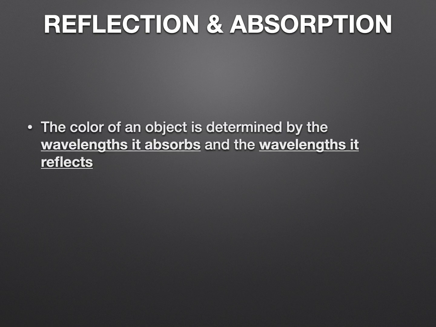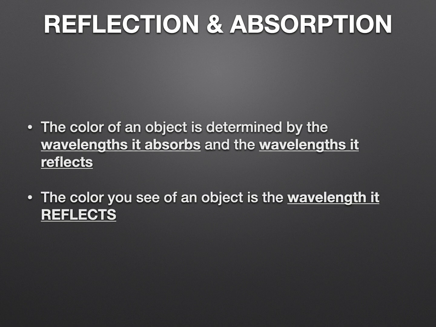Let's get into reflection and absorption. These two wave behaviors are really key to seeing color, because the color of an object is determined by the wavelengths it absorbs and the wavelengths it reflects. So if you look outside and you see green grass, it is based on the wavelengths that grass is absorbing and then reflecting. The color you see of an object is the wavelength it reflects. All other colors that you don't see are being absorbed by that object.